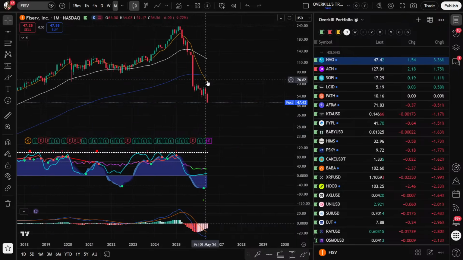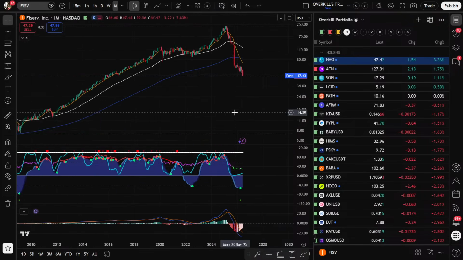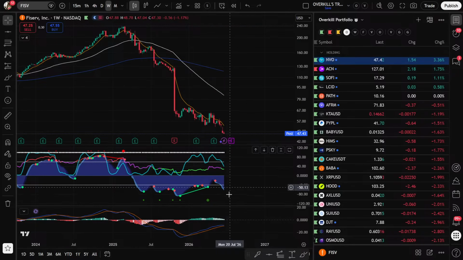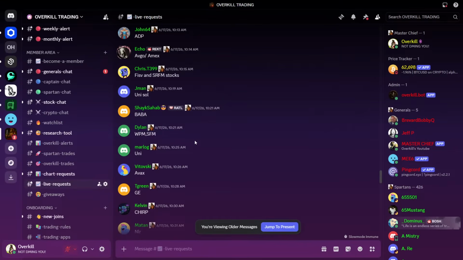FISV just keeps selling off. I don't know, maybe their company's broken or something. I mean, this thing is just continuing to fall. Green dot or not, it just keeps going down. So if you want to buy more of it, it got a few signals right here at around 50, 55. Just look to buy more on the next weekly.